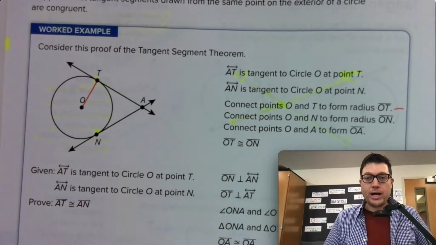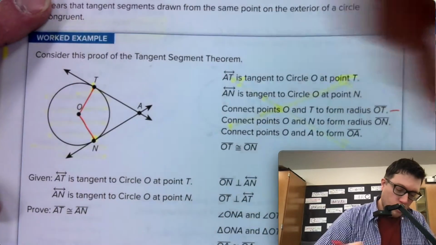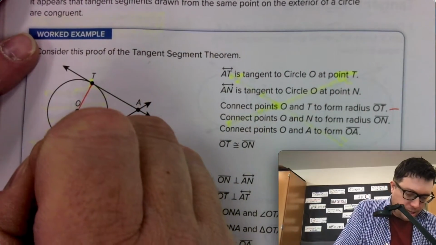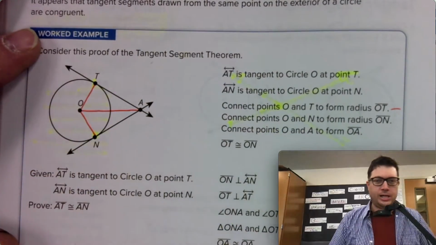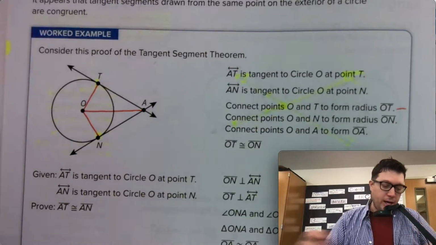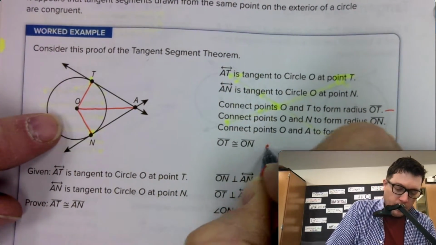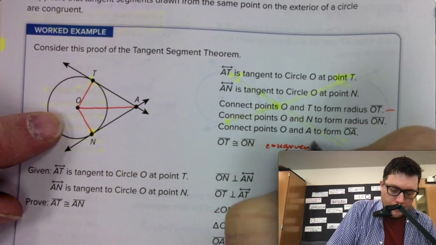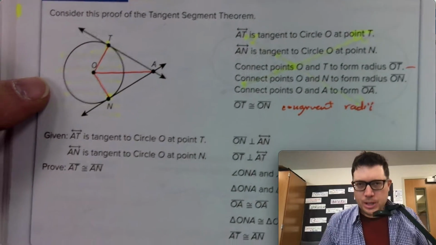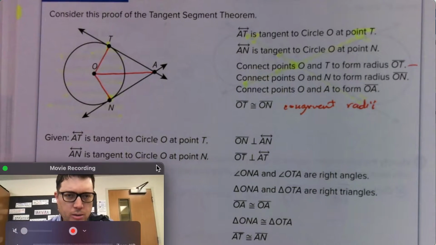And if you connect points O and N to form the radius ON, okay, cool. And then if you connect points O and A to form the line segment OA, I'm freehanding it. Probably should use a ruler, but whatever. We know some things. We know that OT and ON are congruent because they are congruent radii. So I'm going to add some annotations to the diagram, and let's go ahead and move this video of me over here.